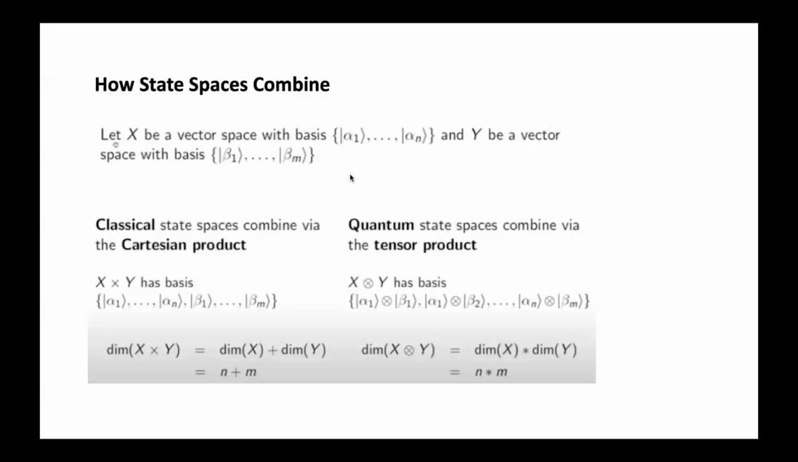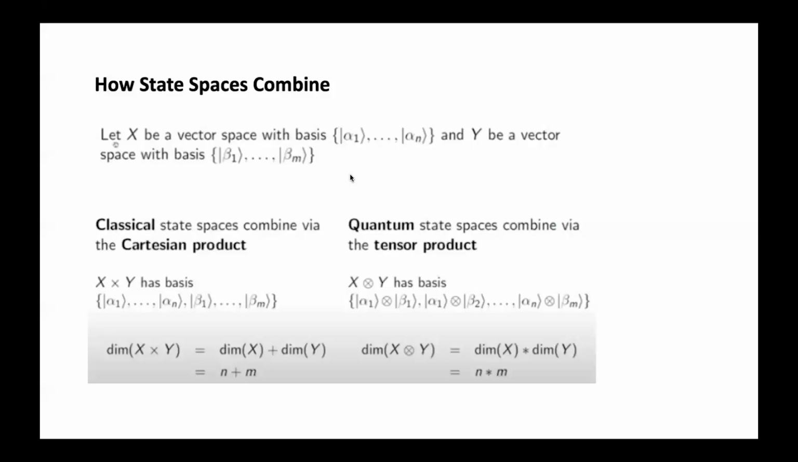As you recall, classical state spaces combine via Cartesian product. The basis of the Cartesian product of these two vector spaces is described here, and one can easily see that the dimension of the new space is simply the sum of the dimension of space X and the dimension of space Y.